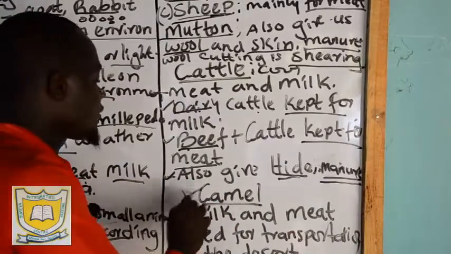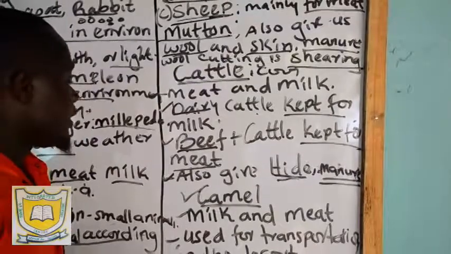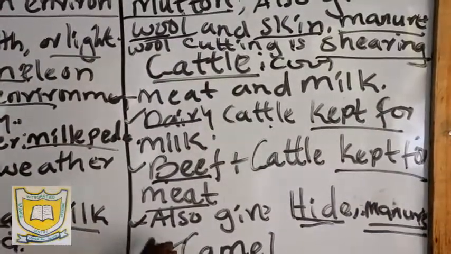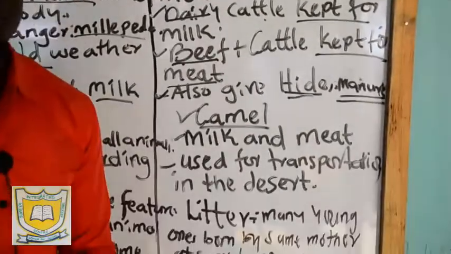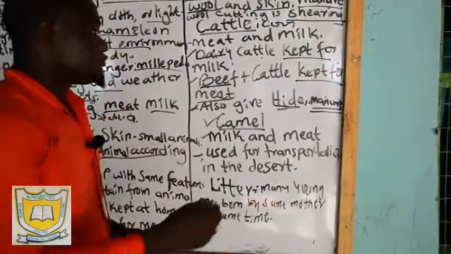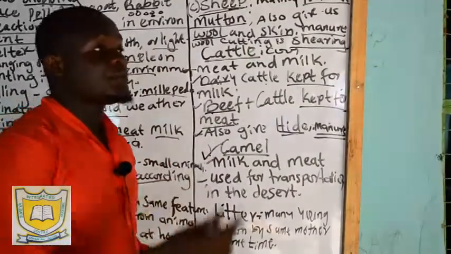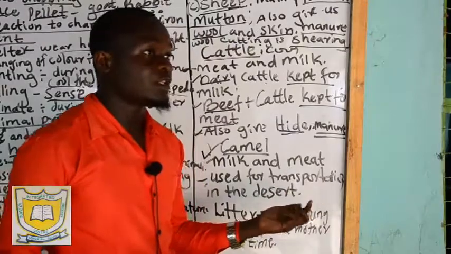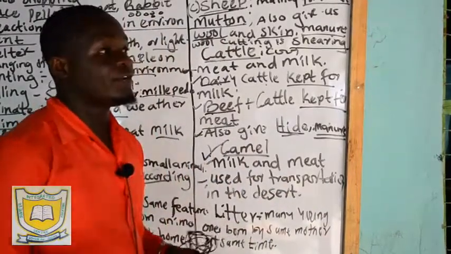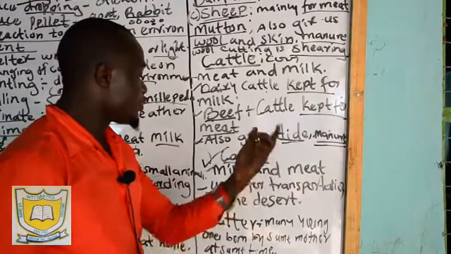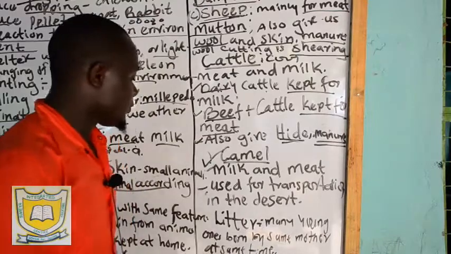Lastly, we are going to discuss the camel, and camels are mostly found in this region. Examples of products that we get from a camel: number one, we get milk, and also we obtain meat. What are the other uses of the camel? Camel is used for transportation mainly in dry regions. For example, in Garissa, camels are used for transportation of heavier products from one zone to another, either for business or for production.